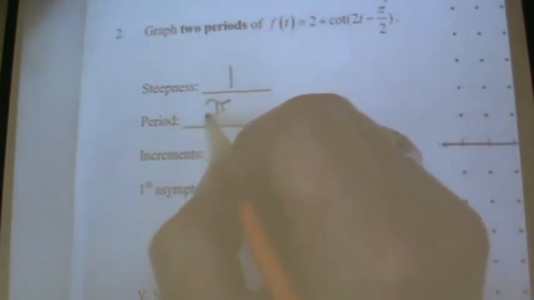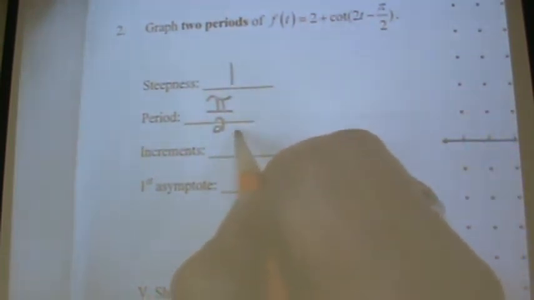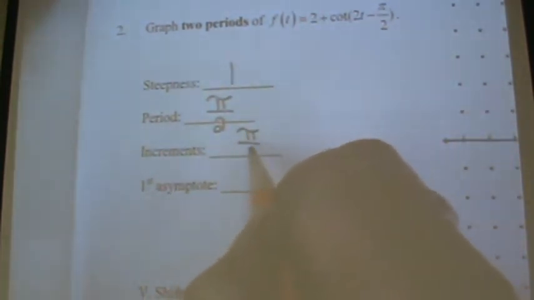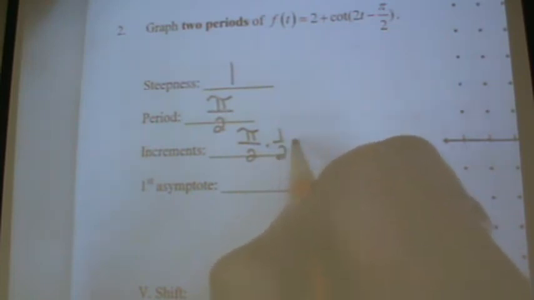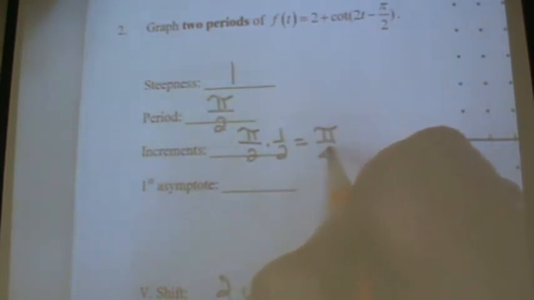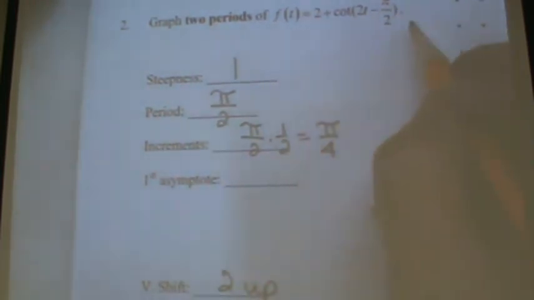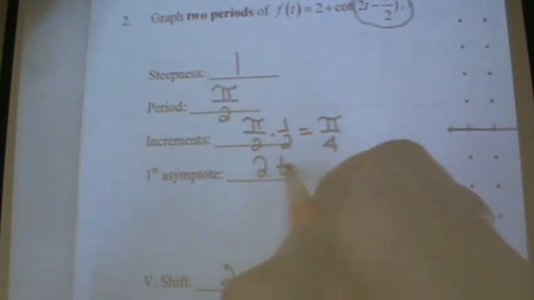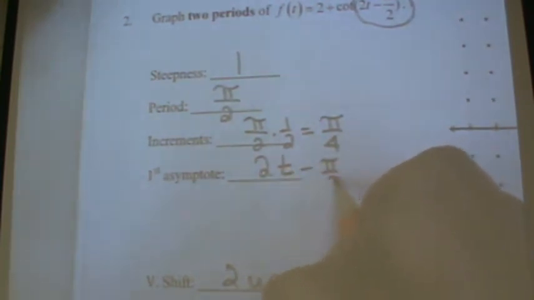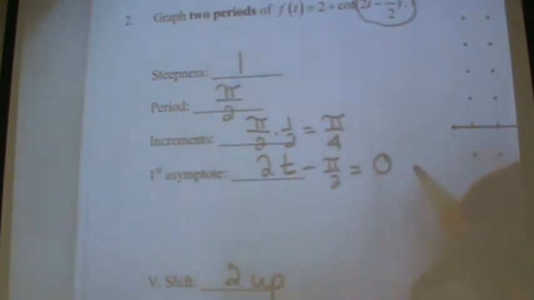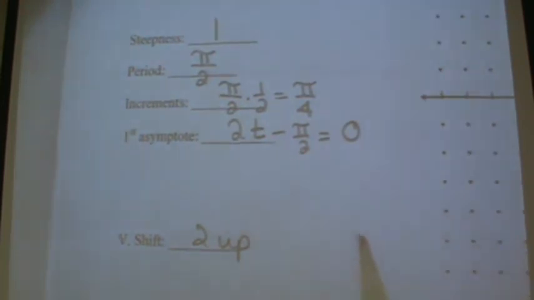You're going to do pi over 2. How do you figure out the increments? Cut this in half. So it's pi over 4. So you're going to be adding by pi over 4, but I need to find the first asymptote. So what you do, it's a cotangent problem. You're going to take 2t minus pi over 2 and set this equal to 0. Why 0? Because the cotangent graph, the first asymptote was at 0 when we did them last week.